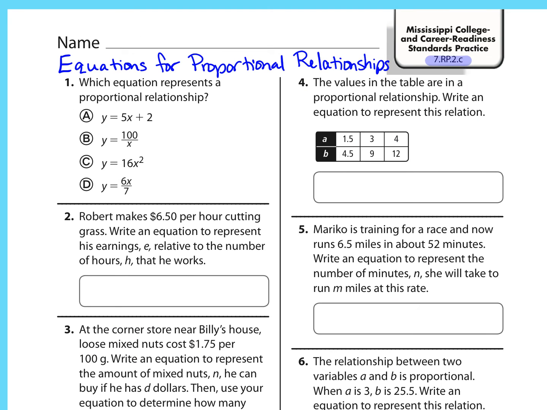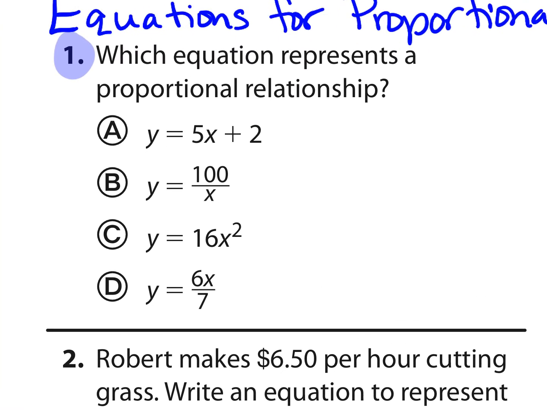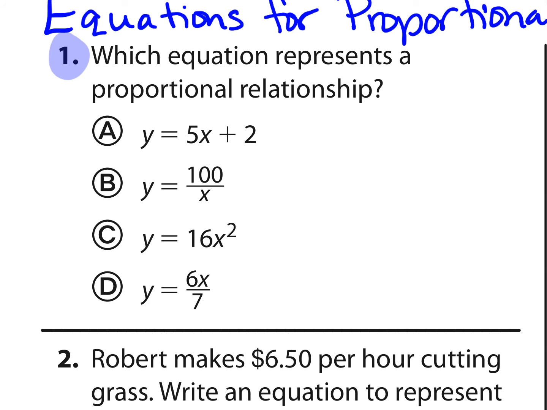Standard 7.RP.2.a-d is about equations for proportional relationships. Remember, these are going to be in the form of y equal k times x. So let's look at number 1. Which equation represents a proportional relationship?